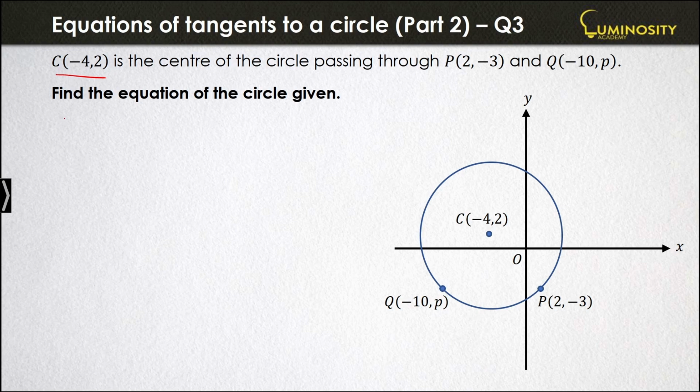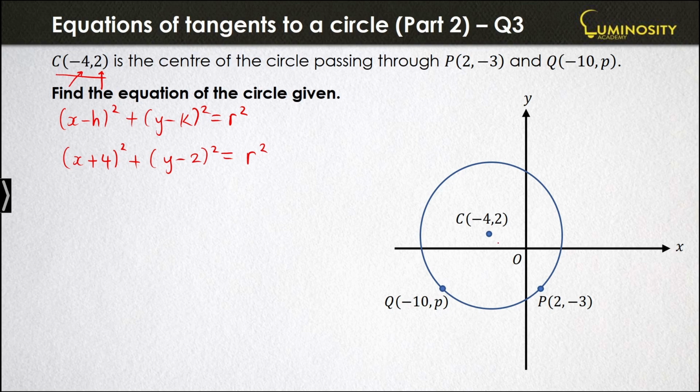Okay, so first of all, it's going to be of the form (x - h) all squared plus (y - k) all squared equals r squared. In this case, the center was given, so it's going to be (x + 4) squared plus (y - 2) all squared. So always the opposite sign of here, equals r squared.